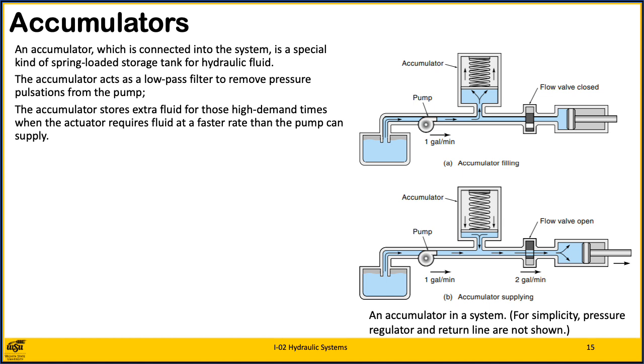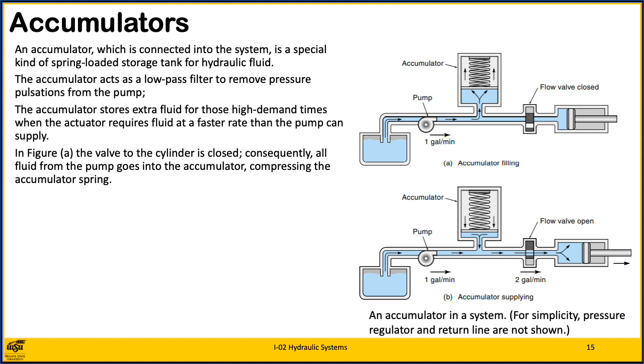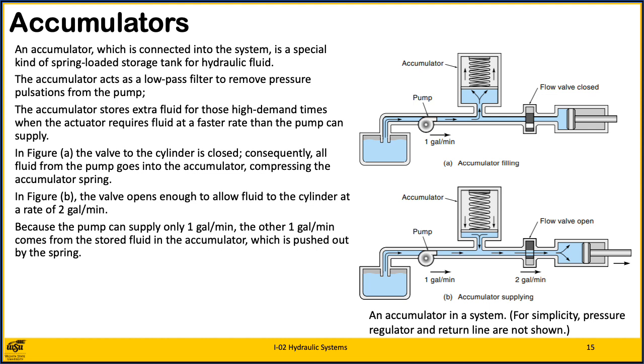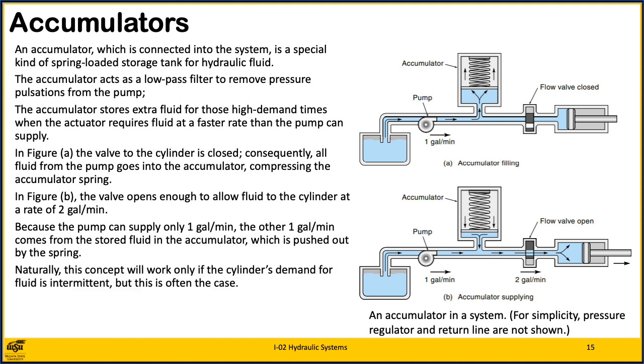Notice that the accumulator is located between the pump and the cylinder. In Figure A, the valve to the cylinder is closed. Consequently, all fluid from the pump goes into the accumulator, compressing the accumulator spring. In Figure B, the valve opens enough to allow the fluid to the cylinder at a rate of 2 gallons per minute. Because the pump can supply only 1 gallon per minute, the other 1 gallon per minute comes from the stored fluid in the accumulator, which is pushed out by the spring.